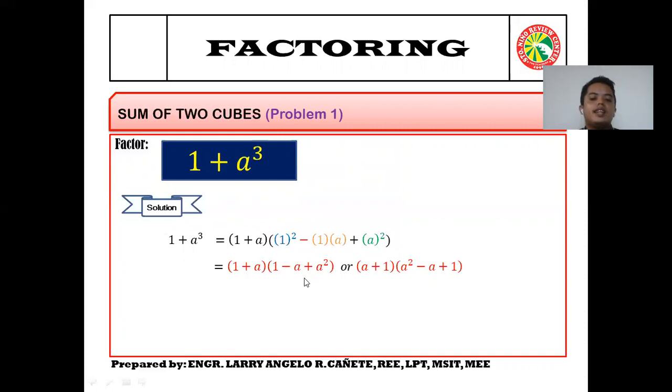So this is the answer. Or you can write this one as a plus 1. You are just interchanging; this is the commutative property of addition. And same with this one, a squared minus a plus 1. I'm just arranging from highest degree to lowest degree. So a squared minus a plus 1. So you just simply check the choices in the board exam.